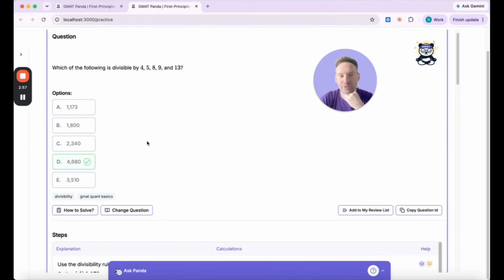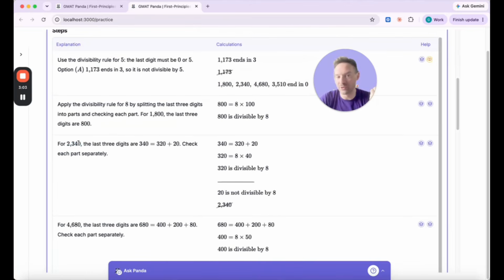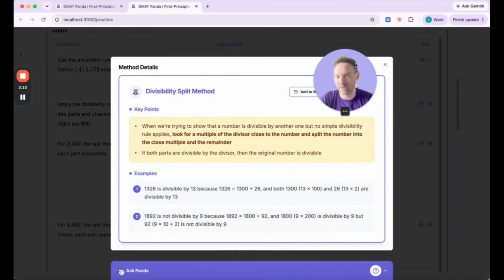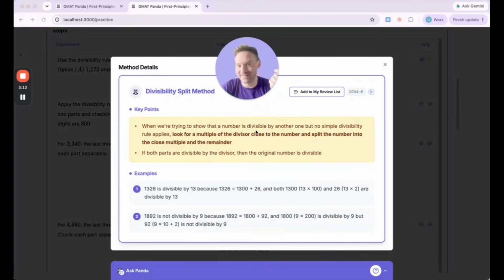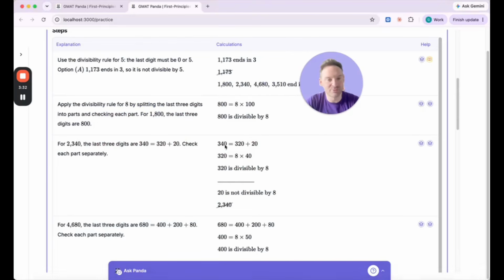Okay. For 2340, which is the next one on the list, we're going to first look at the last 3 digits, because that's the rule, right? But then we're going to use the split method. So remember what the split method is. We find a number that's quite close which we know is divisible by, in this case, 8. And then we split the number between that and a remainder. So in this case, 340, well, we know that it's 320 plus 20.